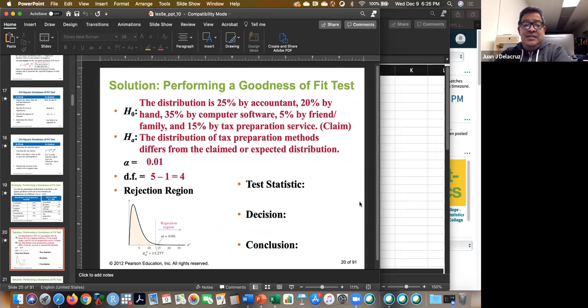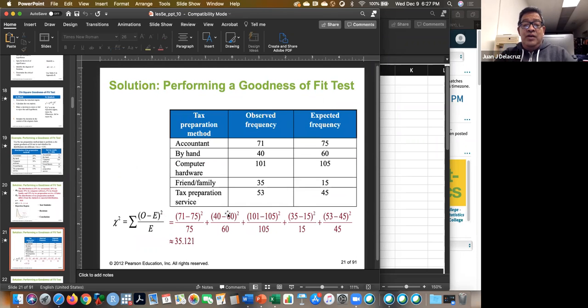We built this, and if you are doing it by hand, this is what you have to do: subtract the expected from the observed, square it, and then divide. You have to do this by hand. I don't think it's fun, and it's more accurate if you do it in Excel, so you can check the results.